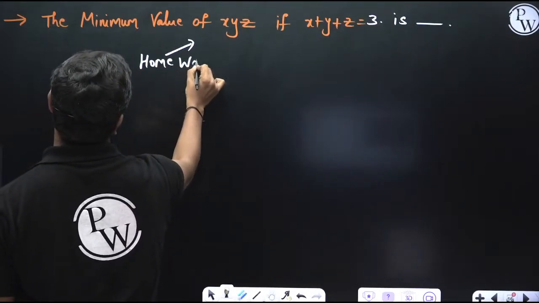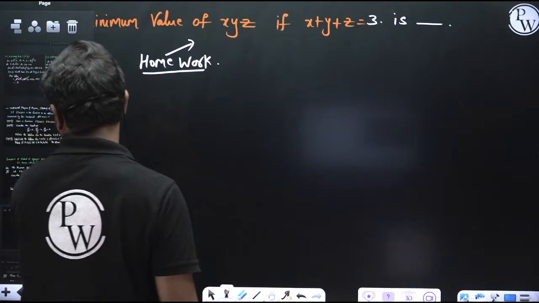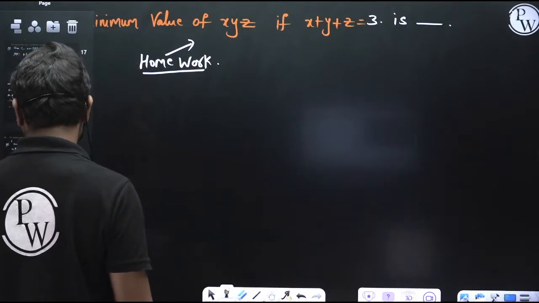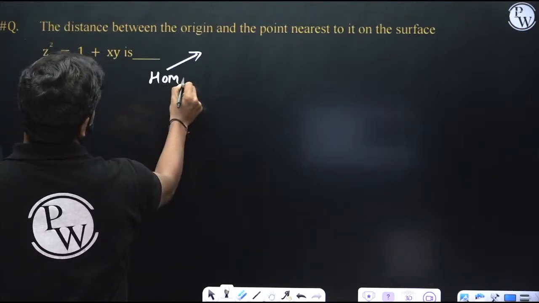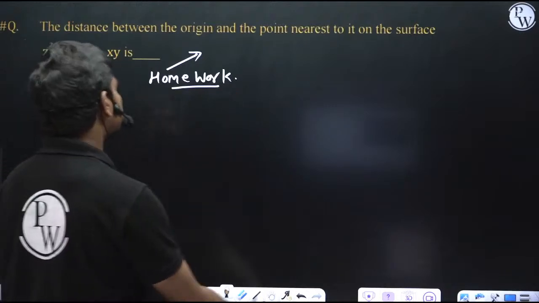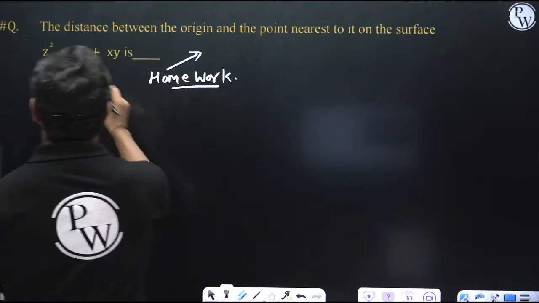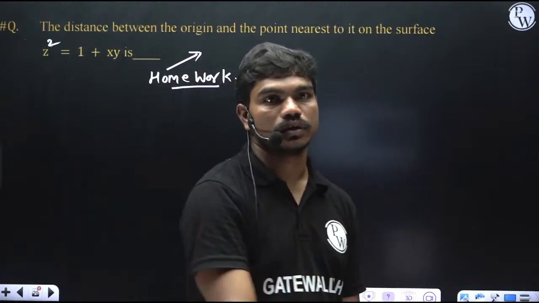So it's a homework question, and I'll give you one more homework question actually. This question is also homework. The distance between the origin and the point nearest to it on the surface z square is equal to 1 plus xy. So z square is equal to 1 plus xy is what we had.